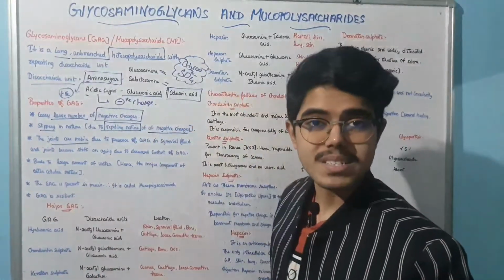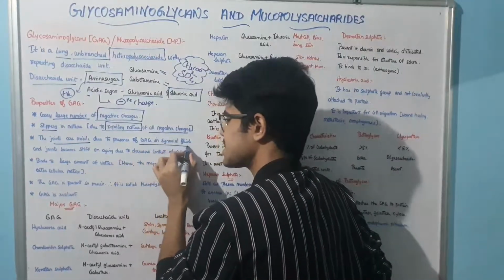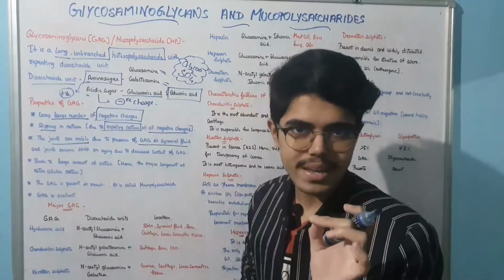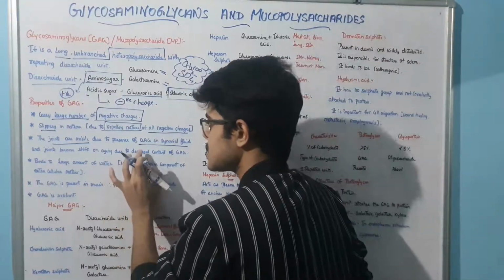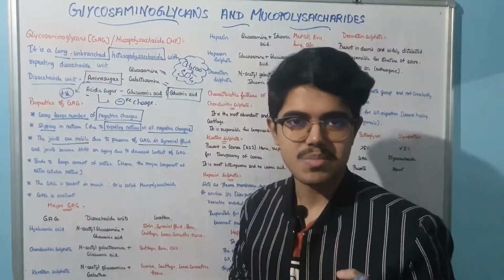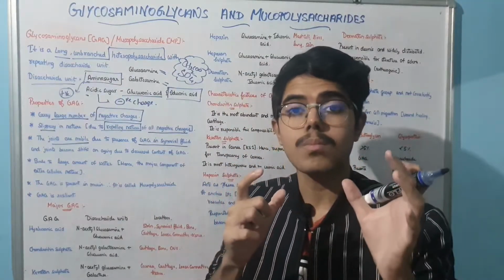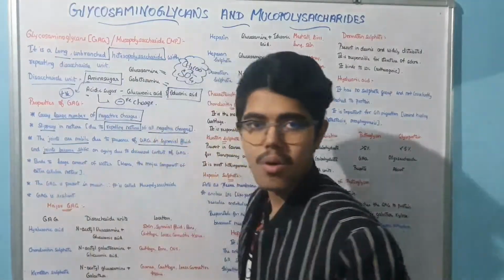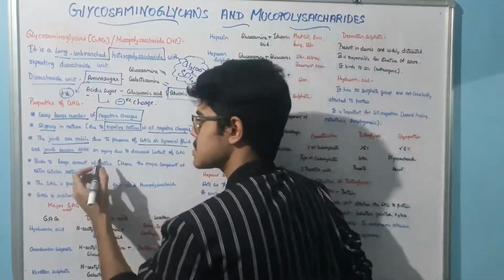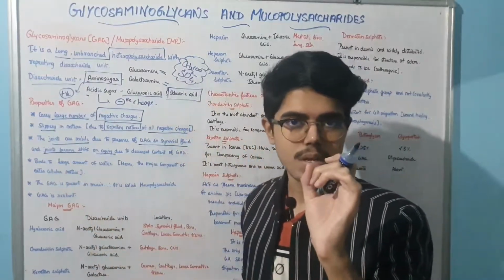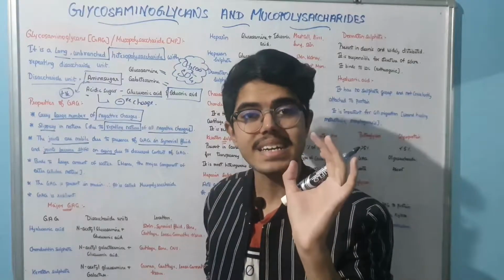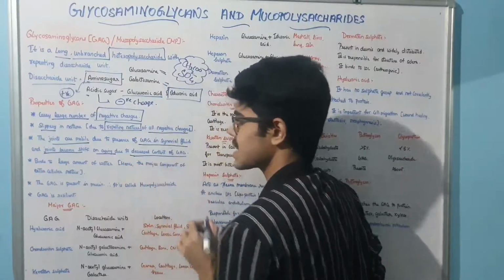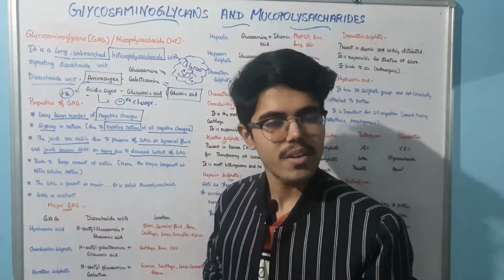And also the joints are mobile. Why, sir? Because of the presence of glycosaminoglycans in the synovial fluid. We'll learn later. In the synovial fluid we have the glycosaminoglycans, and that makes the joints more mobile. But listen carefully, the joints become stiff on aging. Why does it become stiff on aging? Because the content of the glycosaminoglycans decreases on aging. That's very important. Very simple, right?